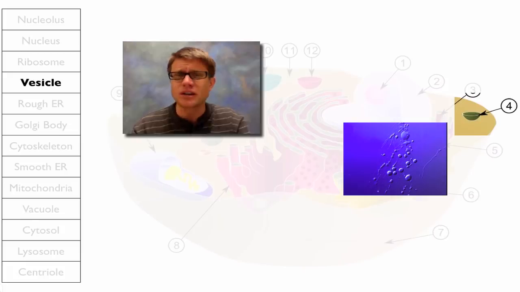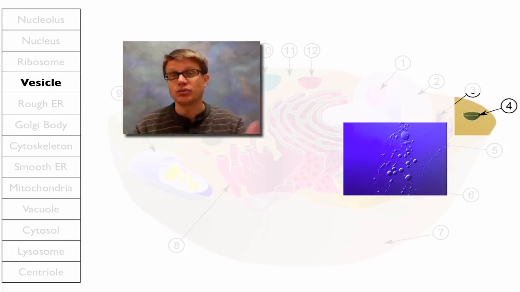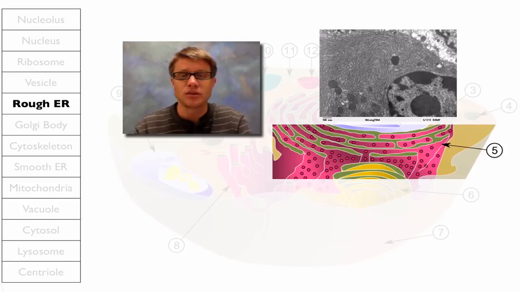Vesicle is a broad term. Vesicle basically means a membrane-bound container. And they're really, really small, and sometimes they're really, really big. So a vacuole would be an example of a vesicle. And they move material around. Depending on what they do, like a transport vesicle would move material around.